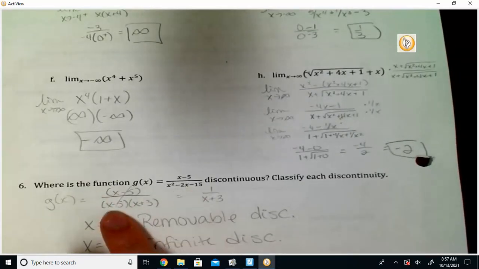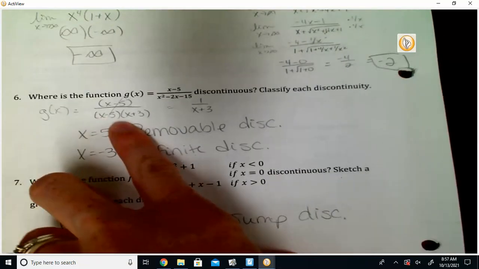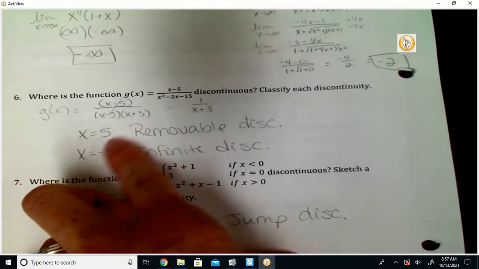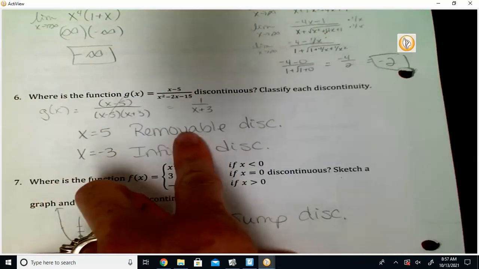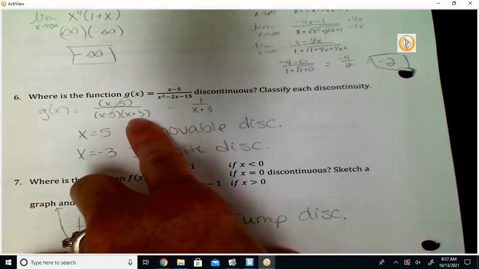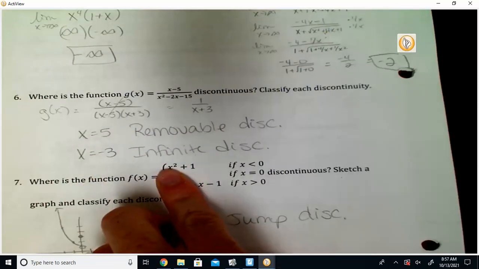Number 6, if you factor the bottom, the 2 things on the bottom are 5 and -3, so it's discontinuous at both. Since the x minus 5 cancels, that one's removable. Since the x plus 3 is left on the bottom, it's infinite at -3 because of the vertical asymptote.